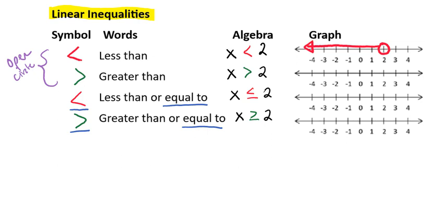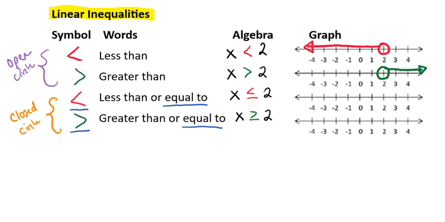For x is greater than 2, I'd have an open circle at 2, and then my line points towards all the numbers that are bigger than the number 2 or greater than the number 2. When we have less than or equal to or greater than or equal to, so when we have that or equal to, here we're going to have a closed circle when we graph it.